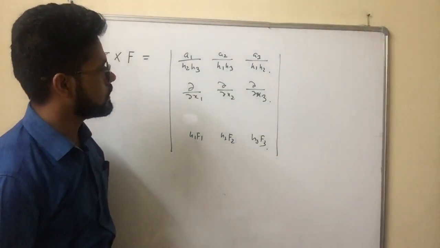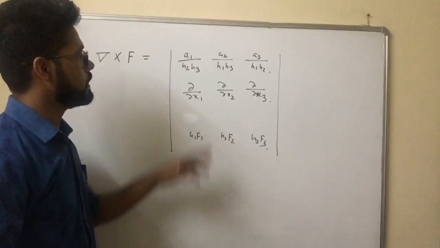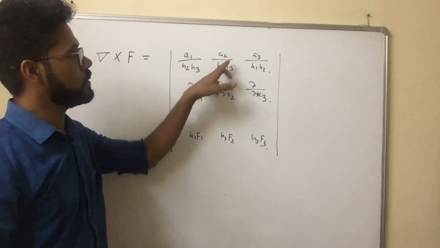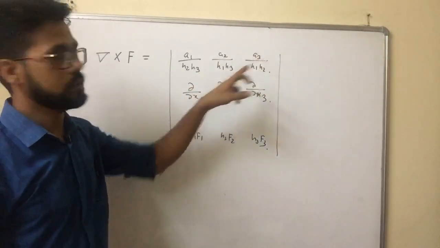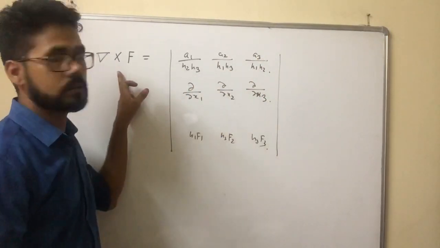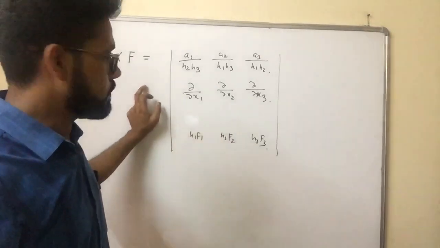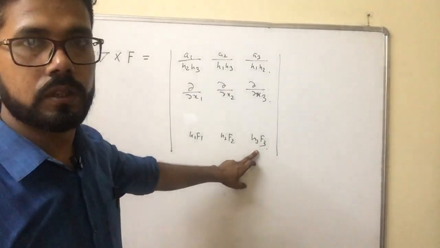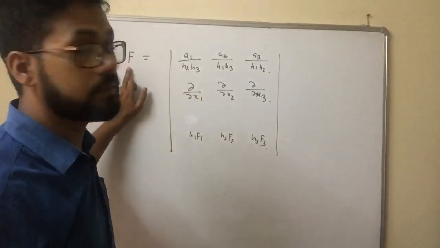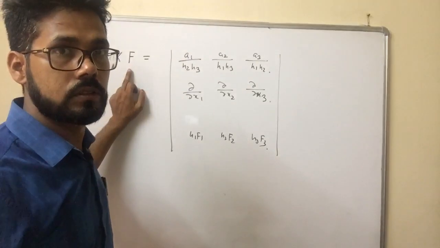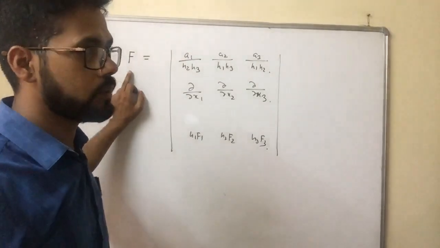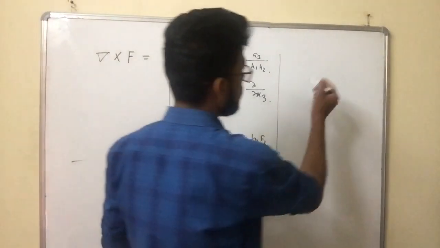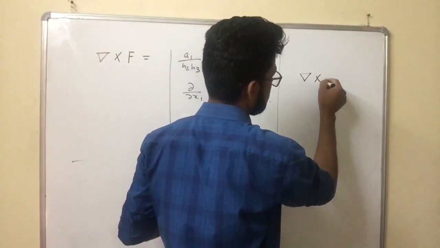This is the general formula. It's very easy to remember. A1, with H1 missing, H2, H3, then 2, 1, 3, and 3, 1, 2. This is simple, what we do normally. After that, put in these values F1, F2, F3, the components of the vector F along the three different directions according to the coordinate system. And after that, you have to apply. This formula is very essential because we encounter this type of problem.